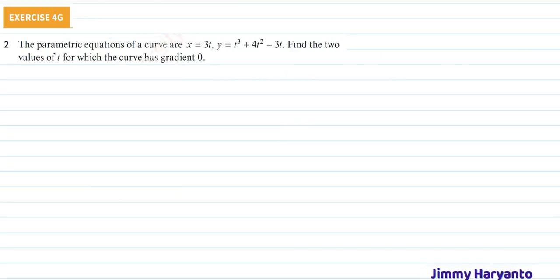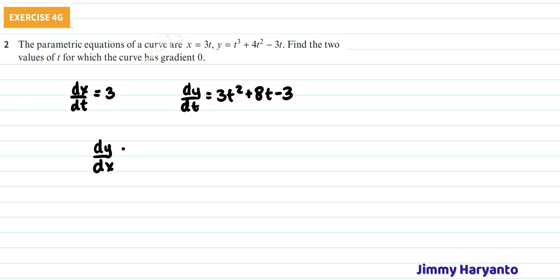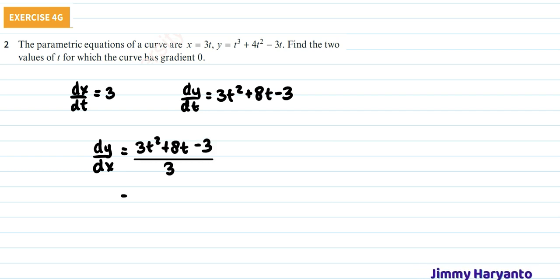Next, question 2. The question says the gradient equals 0. That means we have to find the dy over dx first. So dx over dt equals the differentiation of 3t, which is 3, and then dy over dt equals 3t squared plus 8t minus 3. And then to find the dy over dx, we can rewrite it like this: dy first, 3t squared plus 8t minus 3, over dx, where dx equals 3.